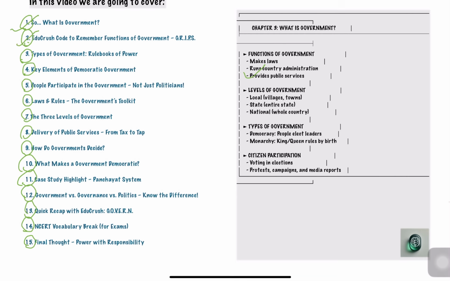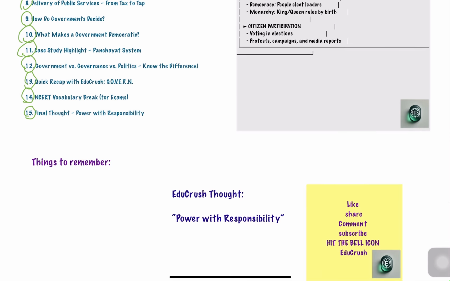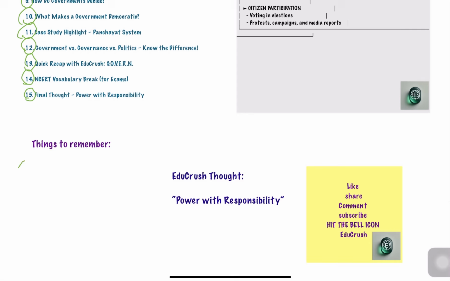Second one, EduCrush code to remember functions of government with the help of GRIPS code. So let me write here. GRIPS. G stands for governance, that is laws and policies. R stands for rights protection.